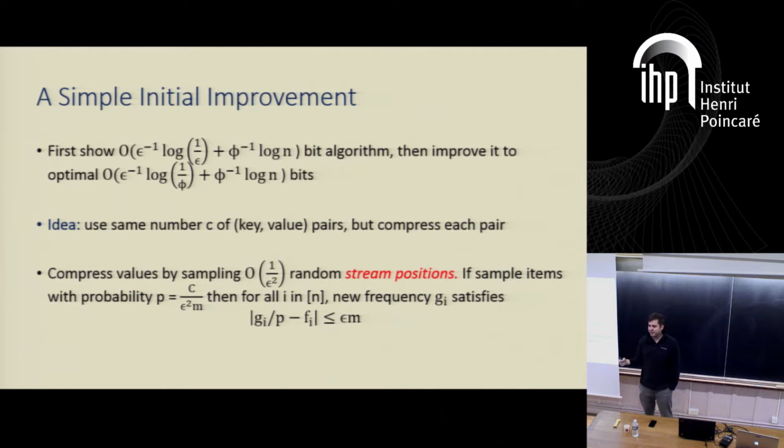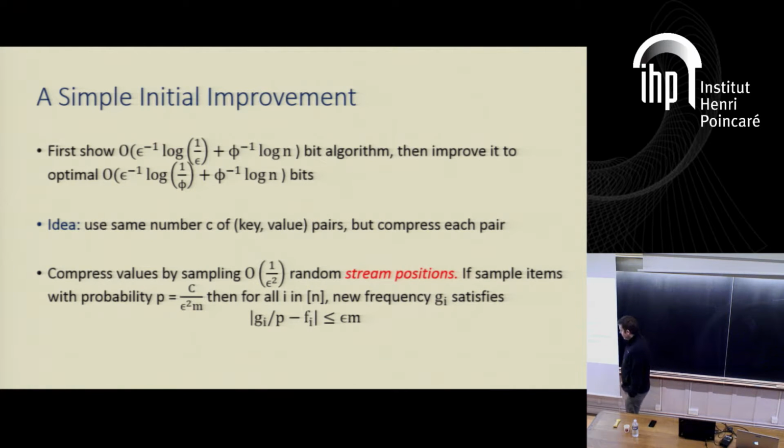Now, if you've worked in data streams, this is a bit different than the usual sampling, where you sample a subset of items and run the algorithm on that. Here we're actually sampling the updates themselves, the actual stream positions. Okay, and how do you implement sampling 1 over epsilon squared random stream positions? Well, for each item, I independently include it in my sample stream with probability p, which is a constant c divided by epsilon squared times m. This assumes that you know a bound on the stream length m in advance, but you can also get rid of that assumption.